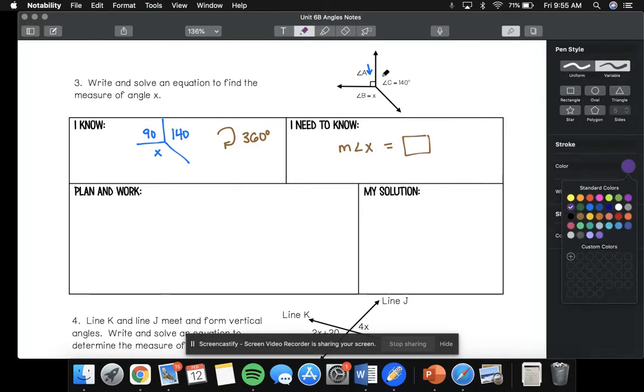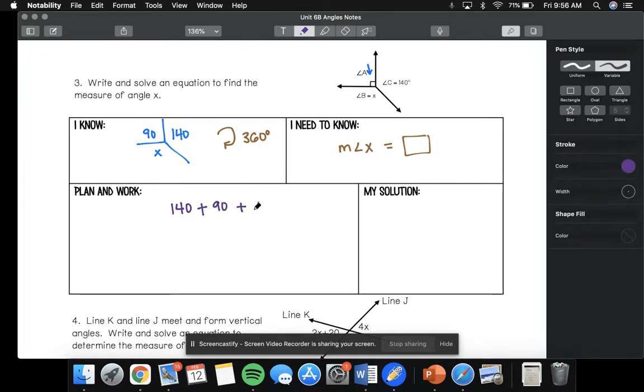Okay, I know that angle C is 140. Okay, I know that angle A is the right angle, so I know that's 90. And I don't know angle B, so we're representing that with X right now. Okay? But I do know that the total all the way around has to be 360 degrees. So my equation is 140 plus 90 plus X equals 360.